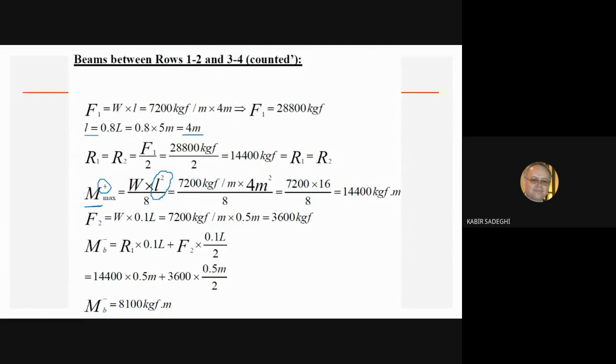And continue F2. This is the reaction of the simple support beam. It was W times 0.1L. This was the load of that cantilever. If you consider this is the cantilever, the length of that is 0.1L.